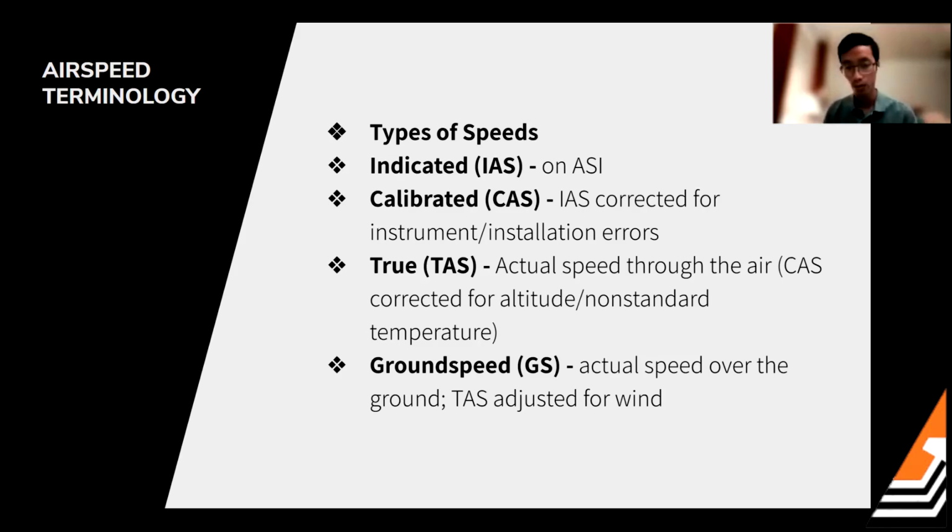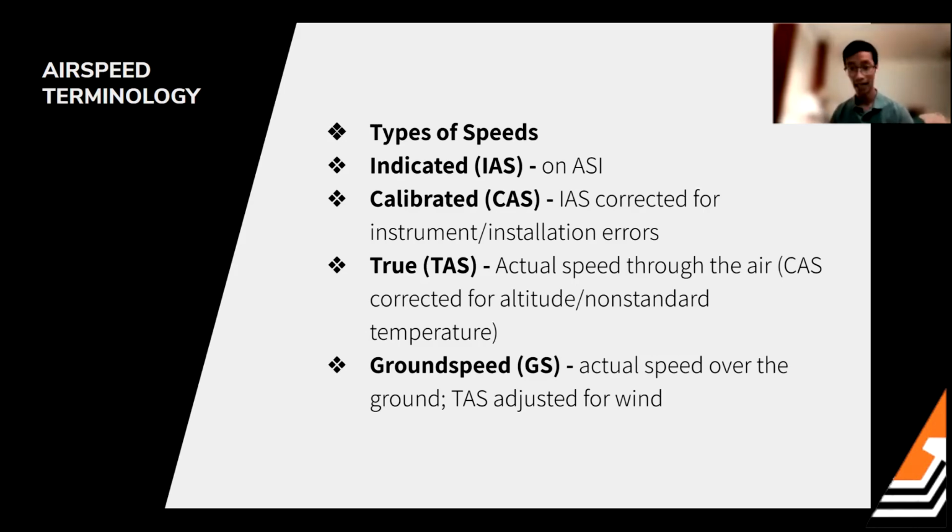If you look in your POH section 5 for performance, at least in the 172, the first table or chart is an airspeed calibration chart, using normal static source to get from indicated to calibrated. So we're going to use that a little bit also. Two other ones are pretty important. We have true airspeed, TAS.